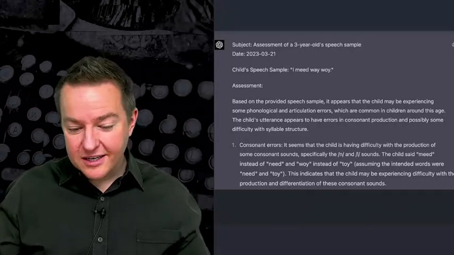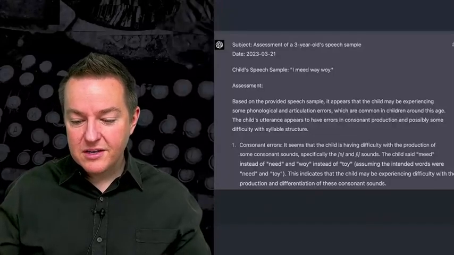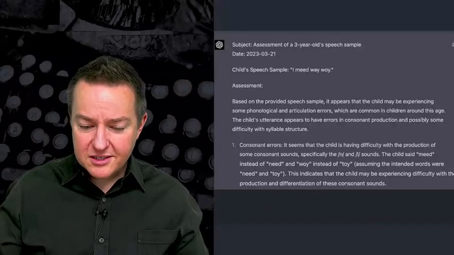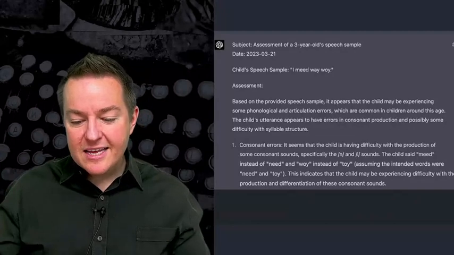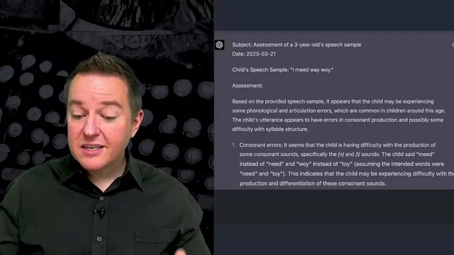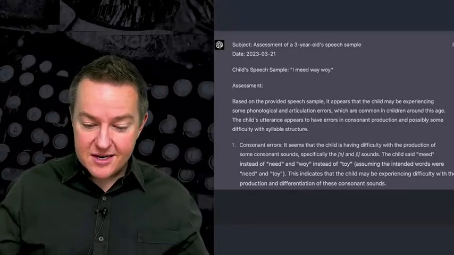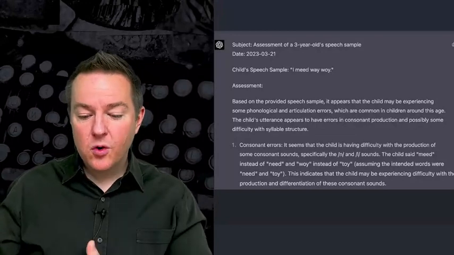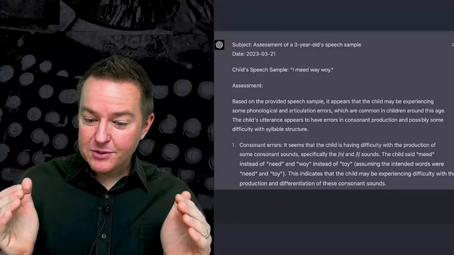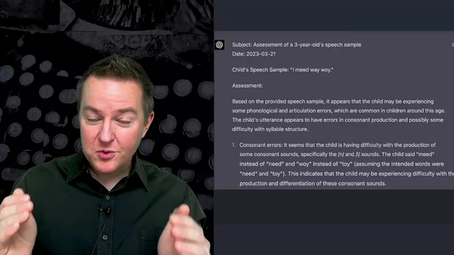And so it says consonant errors. It seems that the child is having difficulty with the production of some consonant sounds, specifically the N and L sounds. The child said "mead" instead of "need" and "woy" instead of "toy." And then it has in parentheses its assumption. It says, assuming the intended words were "need" and "toy."